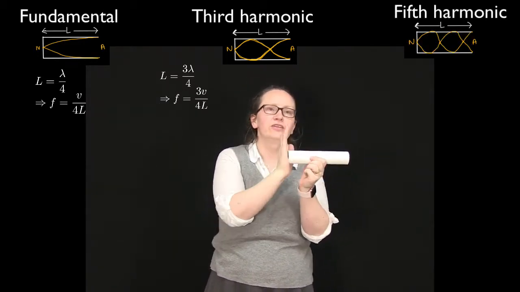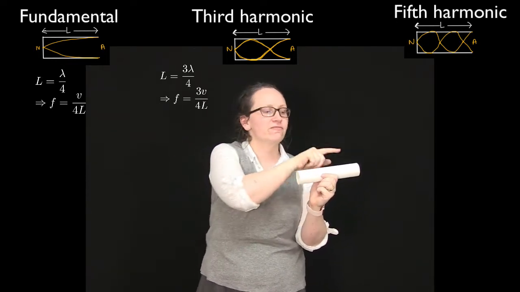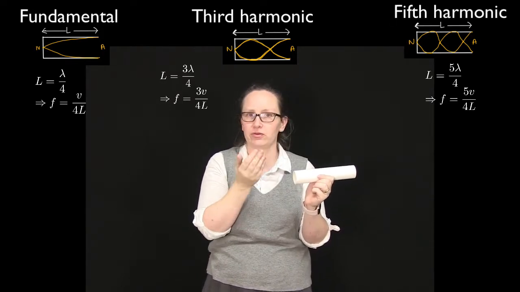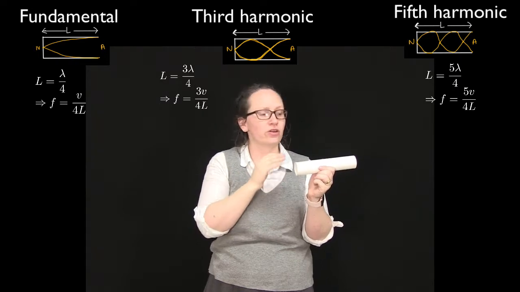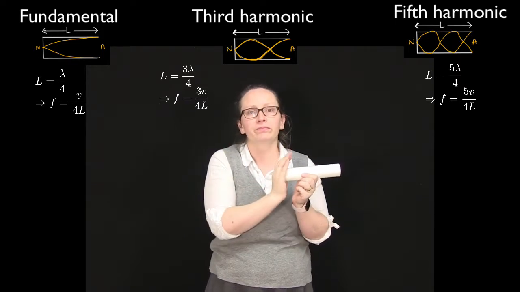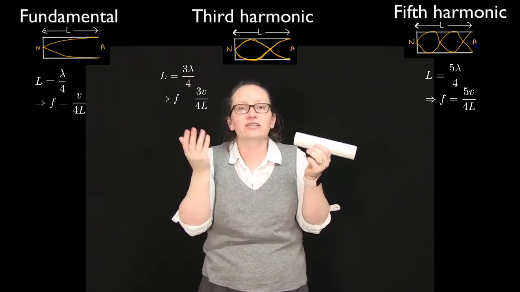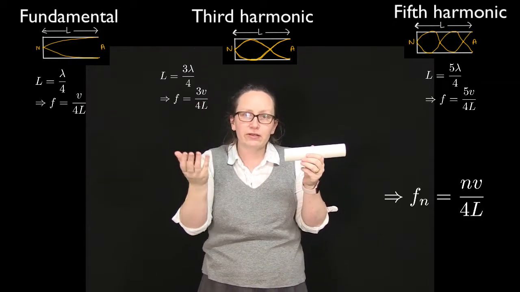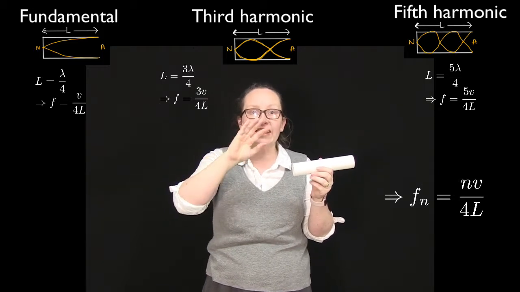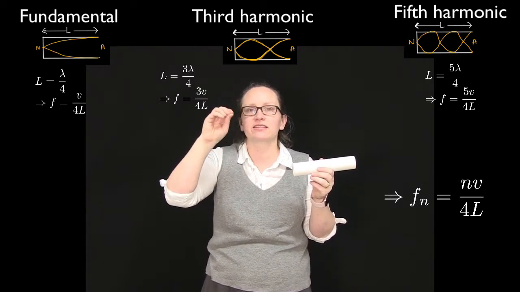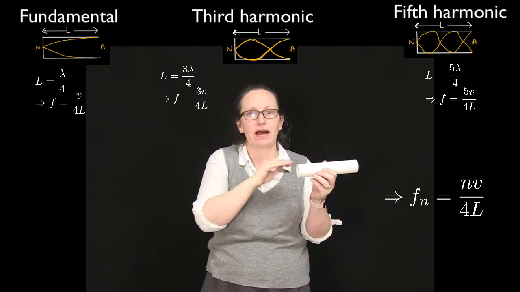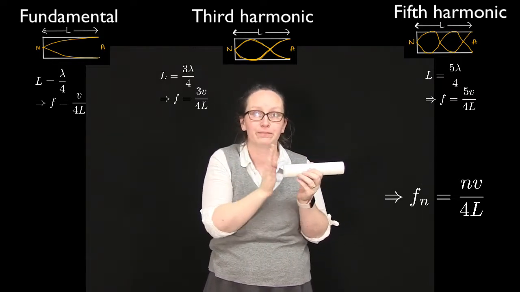Okay, so antinode here, node here. The next option we can have is 5/4 of a wavelength inside the pipe, in which case the length of the pipe is equal to 5 lambda on 4. And so the frequency for this harmonic is equal to 5V over 4L. So hopefully you can now start to see the pattern. The frequencies for the harmonics are given by Fn, so the frequency of the nth harmonic is equal to n times V over 4L, where V represents the speed of the wave through the pipe. So in this case, it's the speed of sound in air.